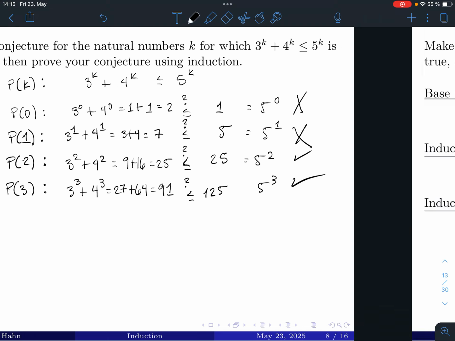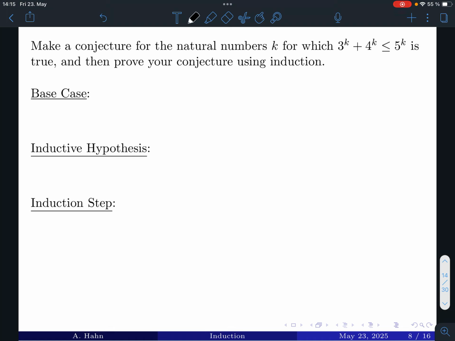And so let's do that. Let's write it down. So our base case is going to be k is equal to 2. And so we're going to write down 3 squared plus 4 squared is equal to 9 plus 16 is equal to 25. And that's less than or equal to 5 squared, which is equal to 25. That's a true statement. And so we say good.